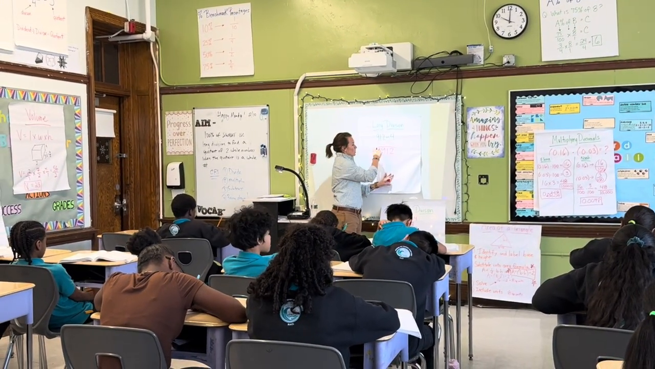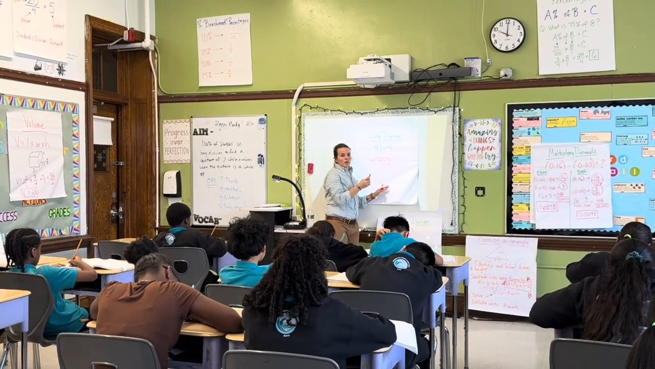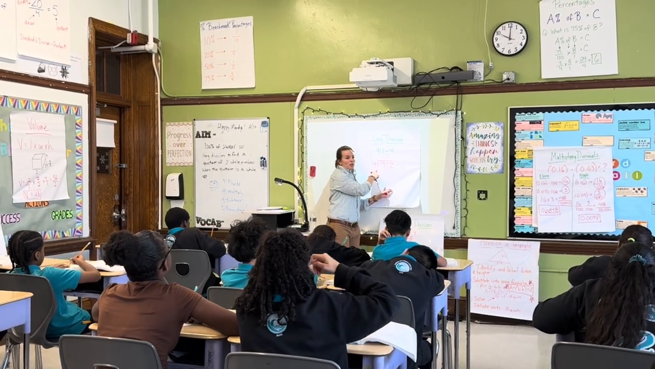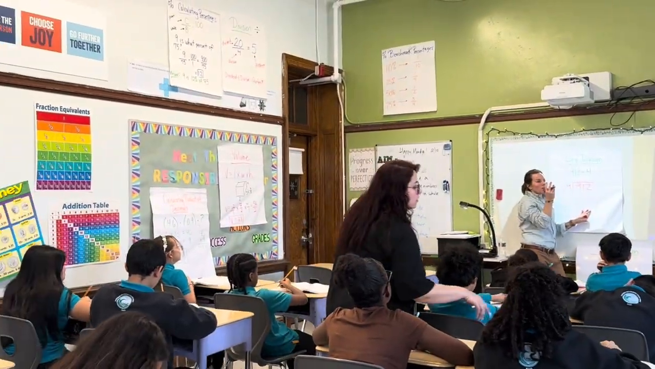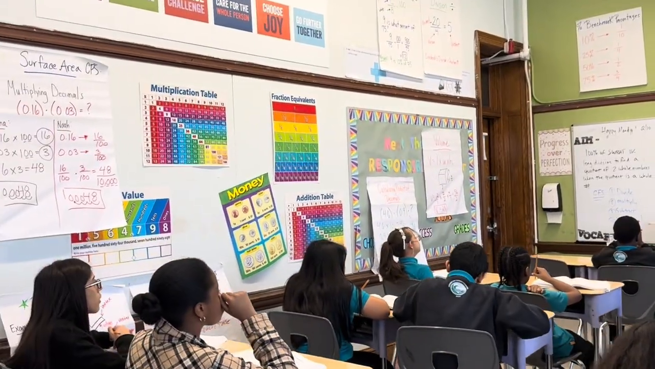Okay, let's go ahead and start the process. So where do I start? 9 divided by 4 is what? 9 divided by 4, everybody. Or how many times can 4 evenly go into 9?